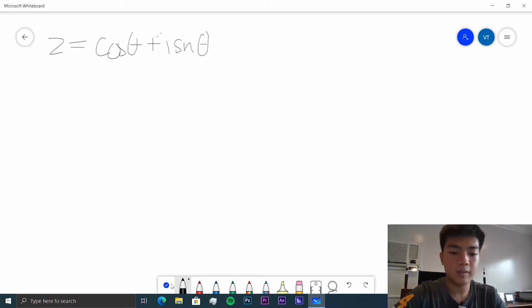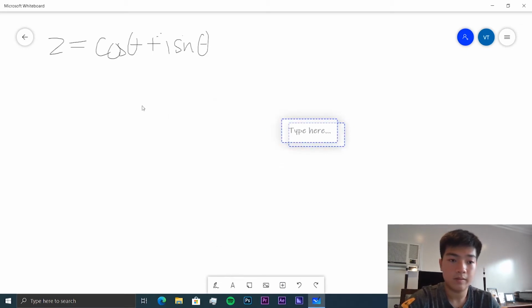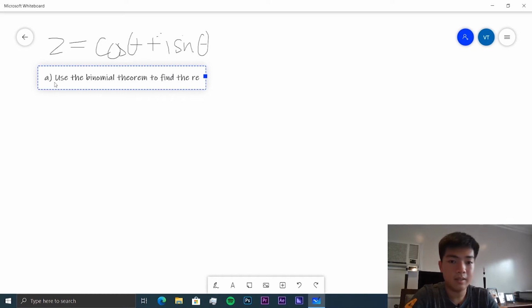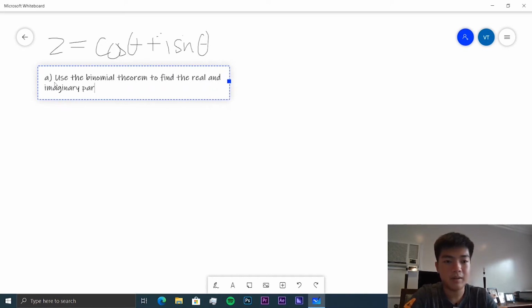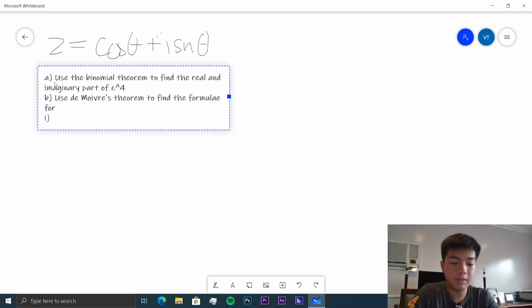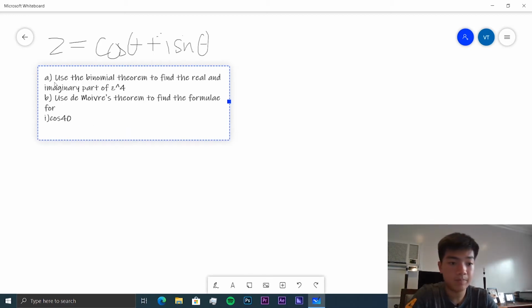So first, we need to use the binomial theorem to find the real and imaginary part of z to the 4. Next, we need to use de Moivre's theorem to find the formulae for cosine 4 theta and sine 4 theta.